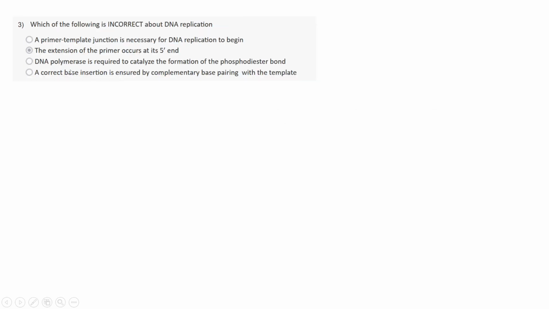This is the third question. Which of the following is incorrect about the DNA replication? Primer template junction is necessary for DNA replication to begin. The extension of the primer occurs at its 5' end. DNA polymerase is required to catalyze the formation of the phosphodiester bond, and the correct base insertion is ensured by complementary base pairing with the template. So these are the four options, and you need to select the incorrect option.